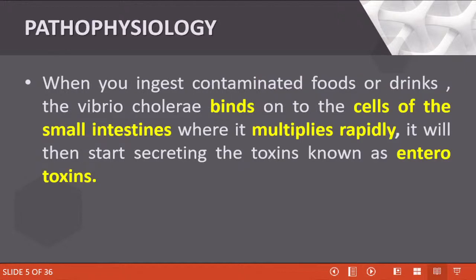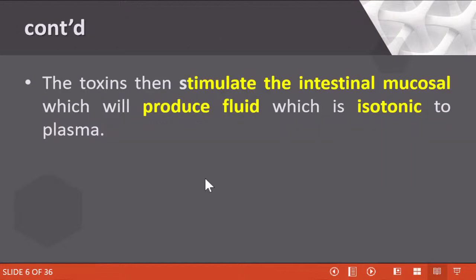So quickly, let us go to the pathophysiology of cholera. So when you ingest contaminated foods or drinks, the Vibrio cholerae binds to the cells of the small intestines, all right? Where it multiplies rapidly, and it will start secreting toxins known as enterotoxins. So in your explanation, when you're writing the pathophysiology, you're obviously going to start with the normals, but we're not going to dwell in that, so we're going to continue where we ended. So the Vibrio cholerae is going to secrete enterotoxins. Yes, enterotoxins. These toxins are going to cause the following.